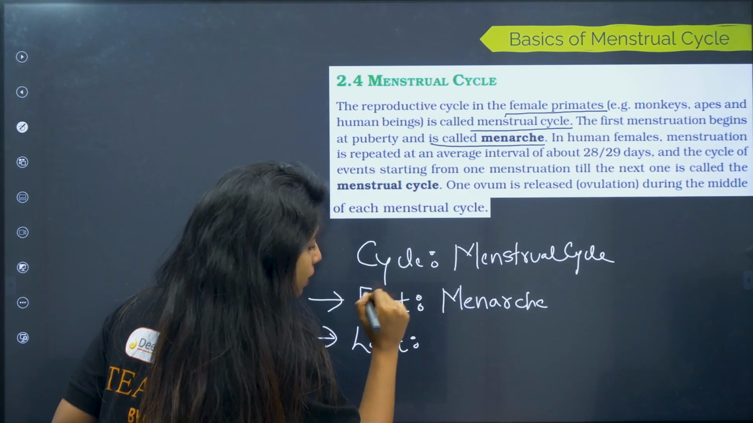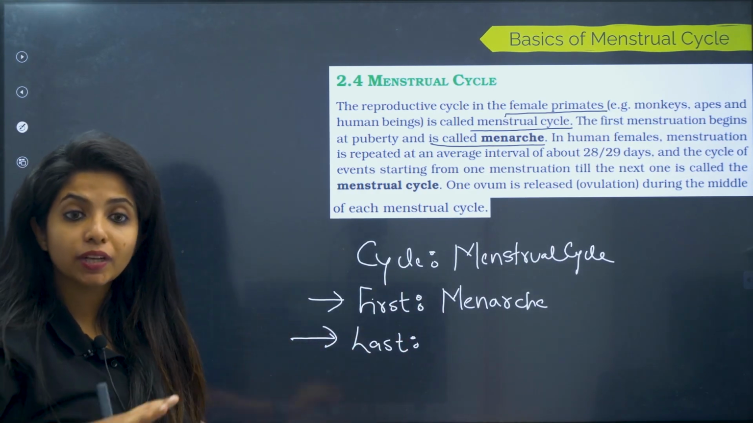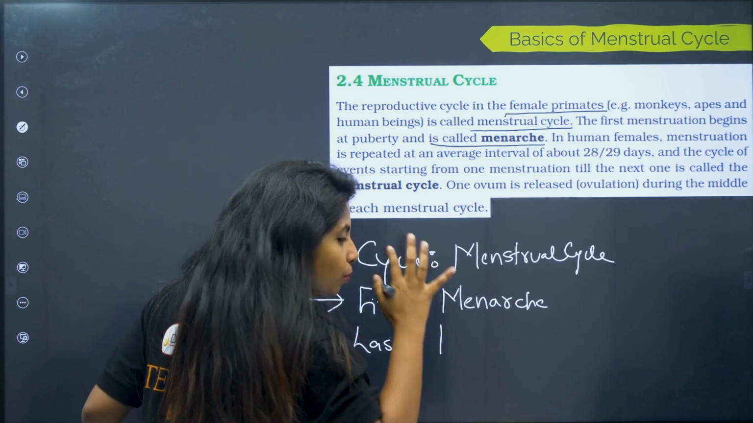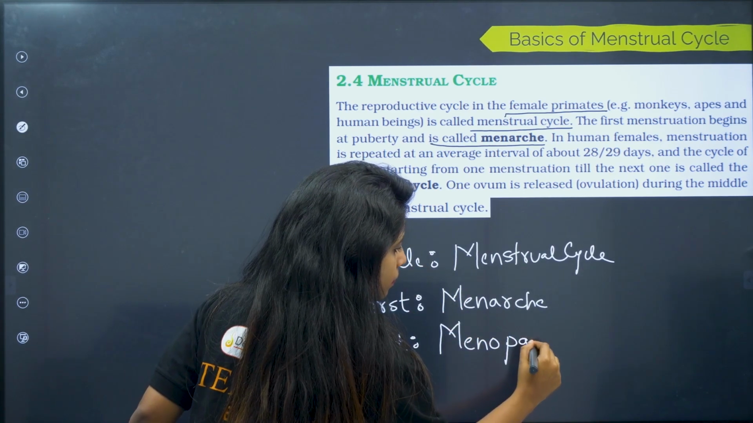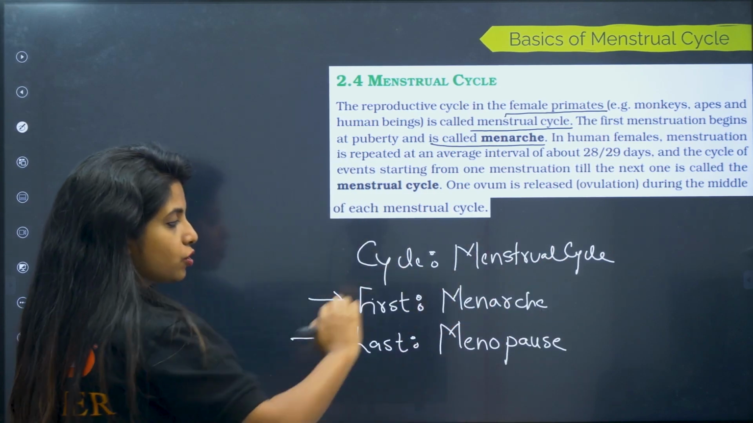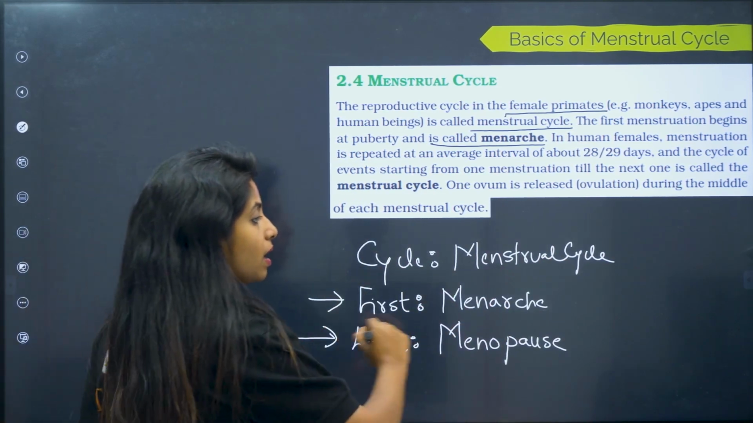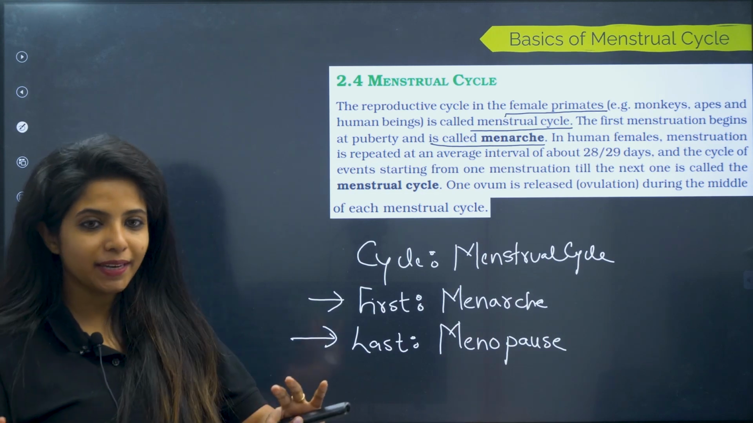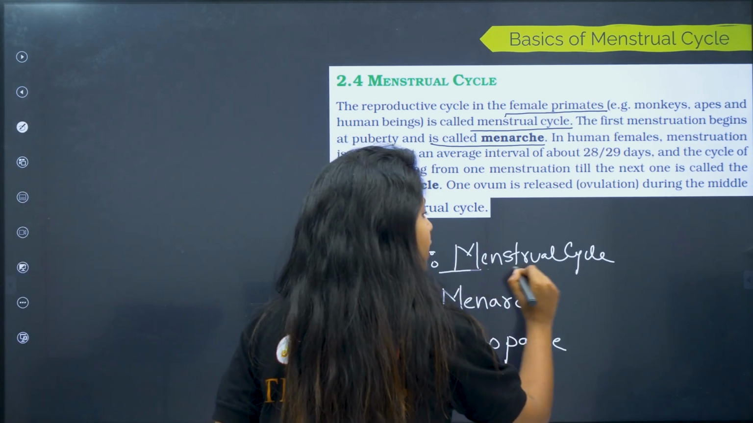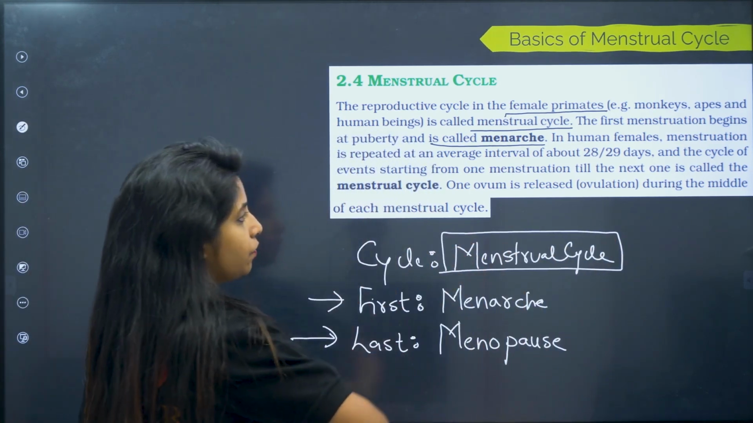So when a woman reaches a stage when the menstruation ends, what do you call this? When you're pausing something, it is known as menopause. So the cycle is the menstrual cycle. The first time it is menarche, and the last time it is menopause. Fine. Now, what is the length or the duration of this particular cycle that we are talking about?